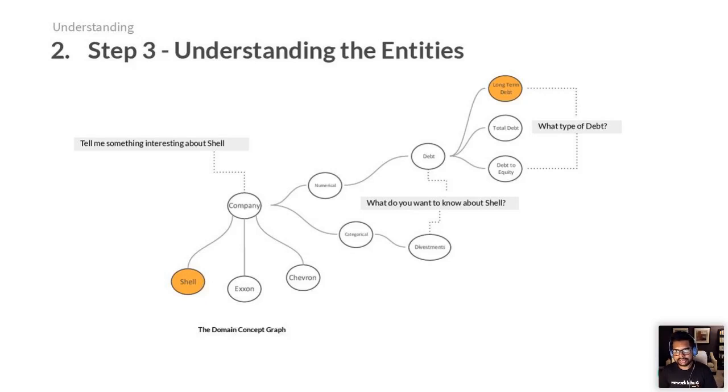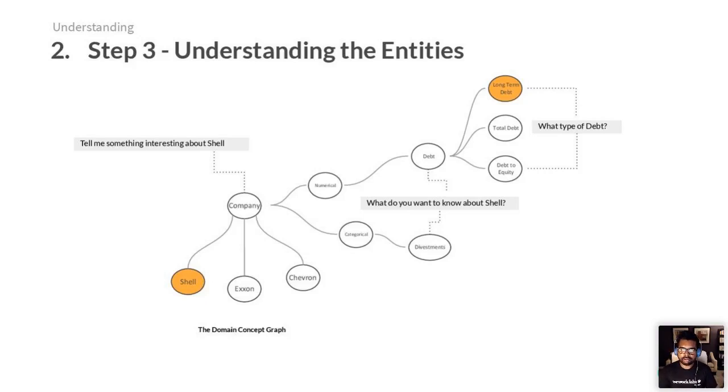Do you want to know, let's say, the debt, or do you want to know the divestments of Shell? Let's say the user picks debt. Then Nesh will say, well, okay, I have a few types of debt. What type of debt do you want to know about? So then the user can pick long-term debt. And now Nesh has all the entities that it needs to parse through that data. So now it has Shell and it has long-term debt, and it can parse through all of that information.